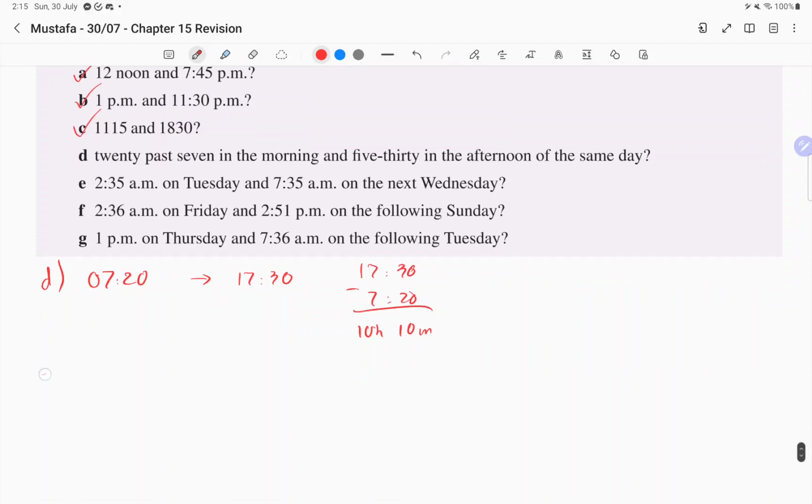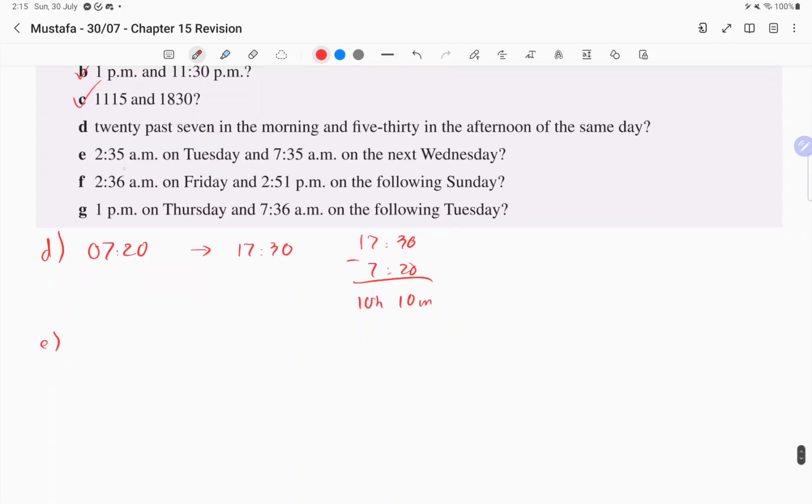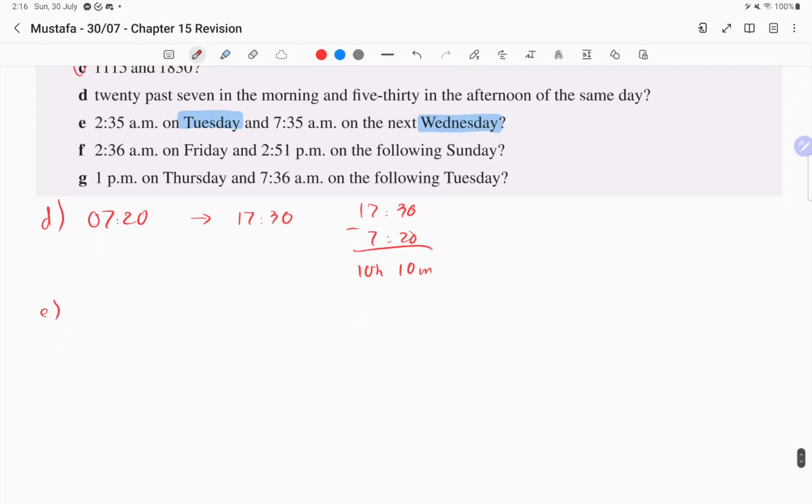Easy? Question E. Now, this is a bit different. From Tuesday to Wednesday. So you need to go from 2:35 on Tuesday to 00 on the morning of the Wednesday. And then from 00 to 7:35 a.m. on Wednesday, or 07:35. So from this to this, how many hours? Oh, 7 hours 35 minutes.